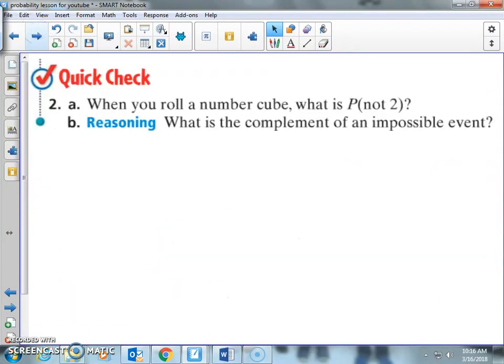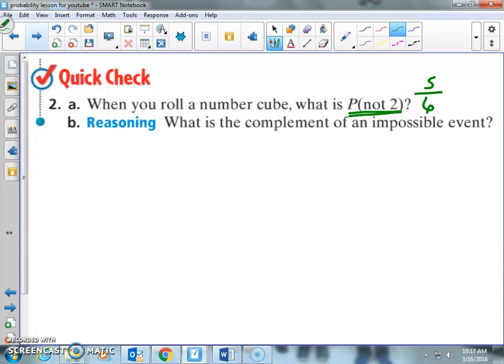So, in letter A, rolling a number cube, they want the probability of not a 2. Okay, we've got a normal number cube here. I don't want a 2. That means I want a 1, a 3, 4, 5, and 6. There are 5 things that I want out of 6 possibilities.